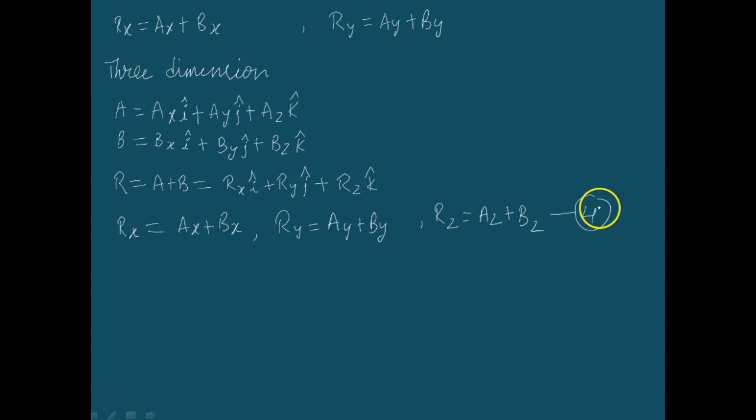So this method can be extended to addition and subtraction of any number of vectors. For example, if vectors A, B, C are given, we can extend this method for n number of vectors to perform addition and subtraction. So let us consider we are given the vectors A, B and C, and the vector A is given by Ax into i cap plus Ay into j cap plus Az into k cap.